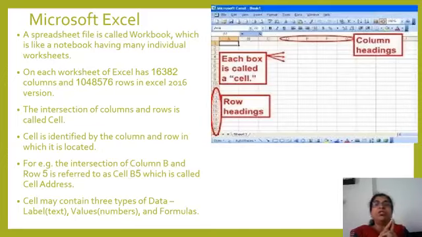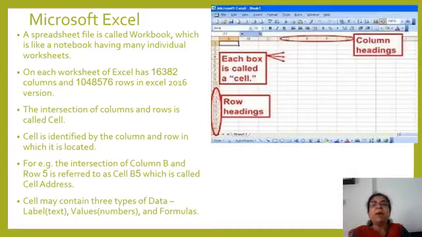Each worksheet of Excel has 16,384 columns and 10,48,576 rows in the Excel 2016 version. The intersection of rows and columns is called a cell. Whenever the rows and columns intersect, it forms a rectangle. That rectangle is called a cell.